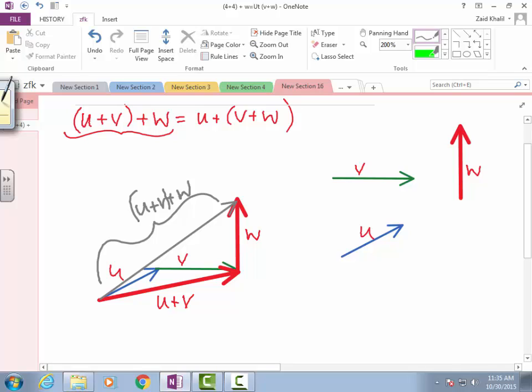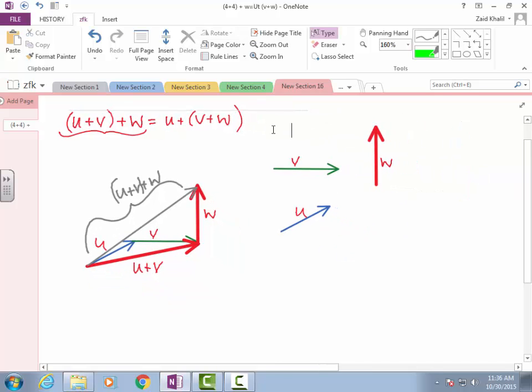So then what is going to be u plus v plus w? What do I do first? That's right. So I'm going to add v and w. So now let me actually take these two. Let me zoom. I'm going to copy this, paste it, move it down here, take v and w.